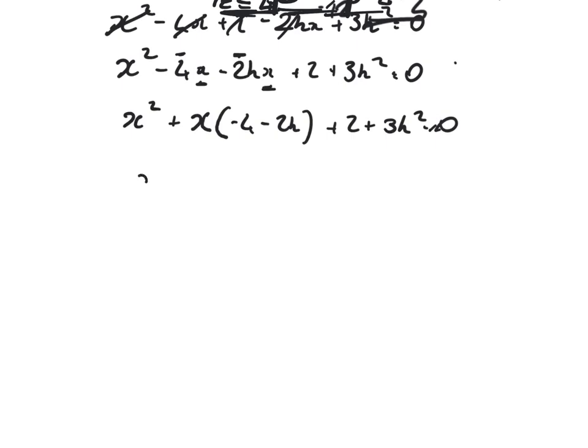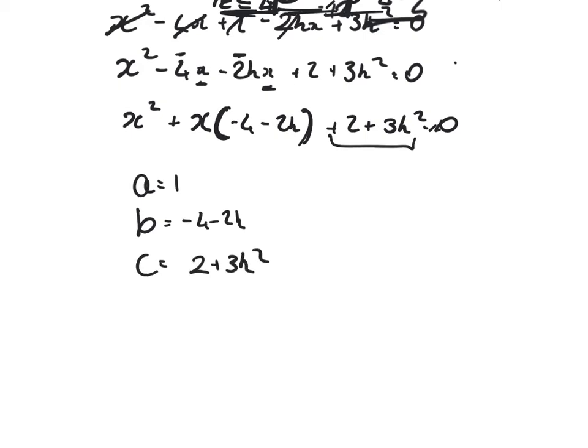So now we've got a equals 1, b is the coefficient of x, that's what's inside the brackets, that's minus 4 minus 2k, and c is everything else that's not in front of x squared or x, so that is 2 plus 3k squared. Okay, so (minus 4 minus 2k) all squared minus 4 times 1 times (2 plus 3k squared) is greater than or equal to 0.